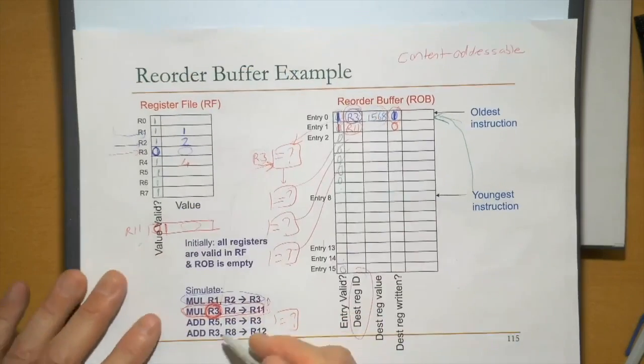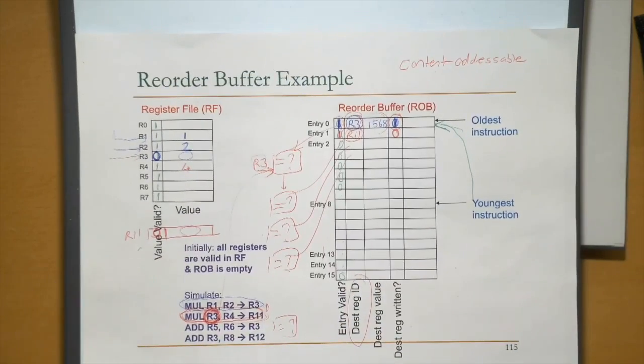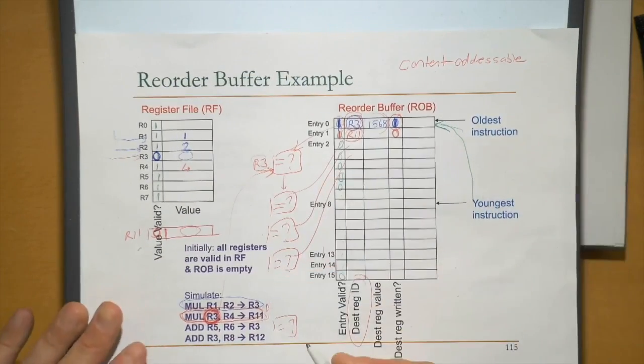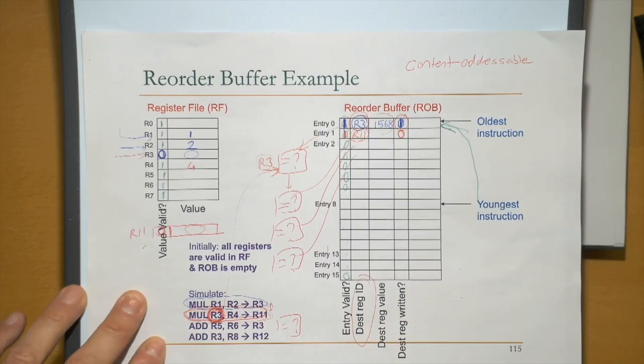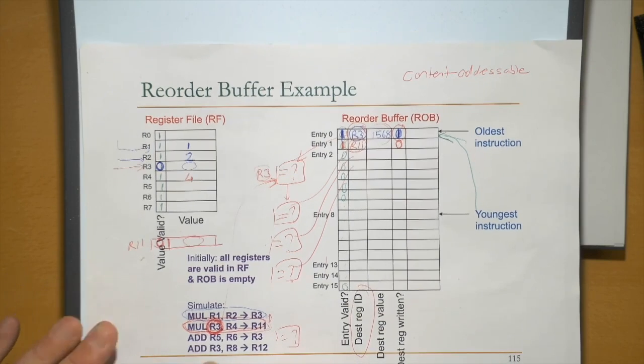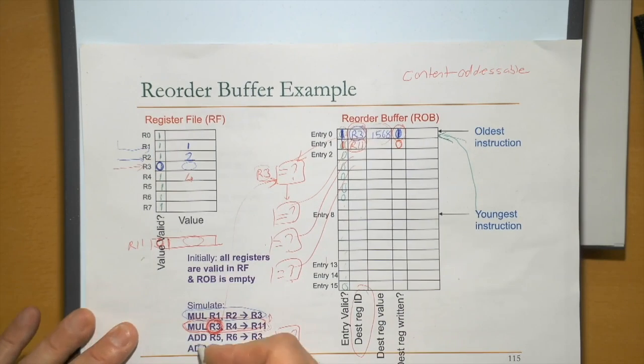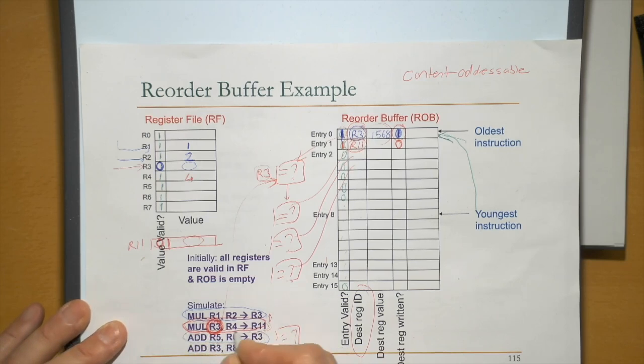So let's take a look at, I kind of diverged a little bit to show you the content addressable search, but let's keep decoding these instructions. Tomorrow, or later today, probably tomorrow, we're going to do a lot more decoding of these instructions in a much more methodical way. But let's take a look at what happens to add R5, R6, R3.